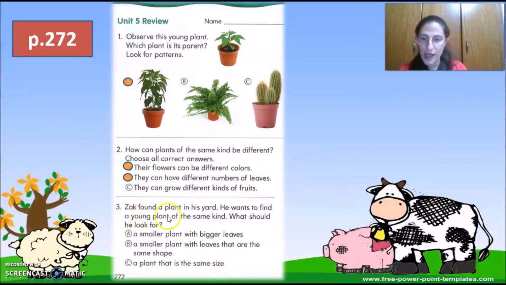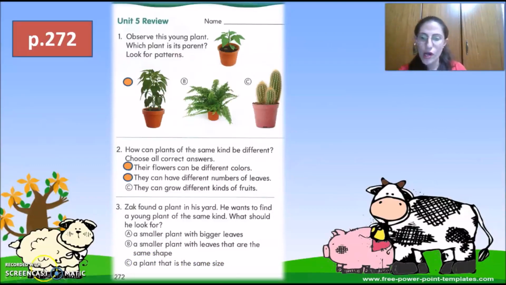Number 3. Zach found a plant in his yard. He wants to find a younger plant of the same kind. What should he look for? A. A smaller plant with bigger leaves. B. A smaller plant with leaves that are the same shape. C. A plant that is the same size. So, Zach found a plant in his yard. He wants to find a young plant of the same kind.